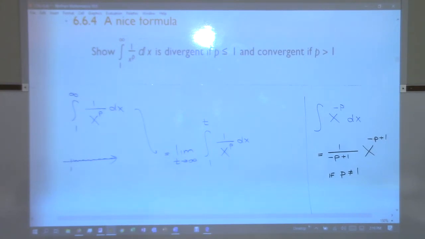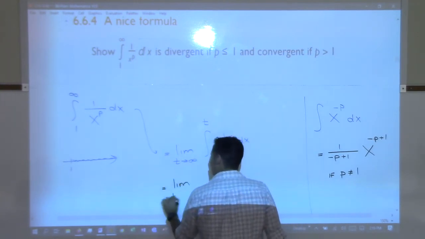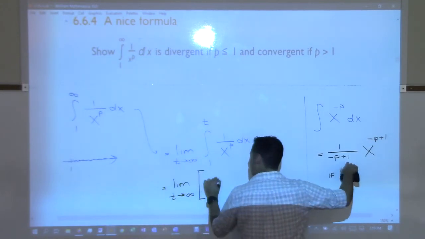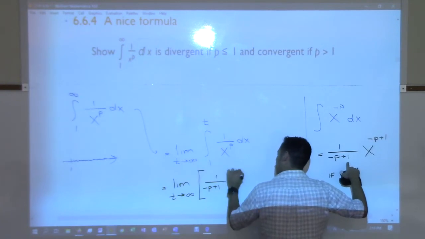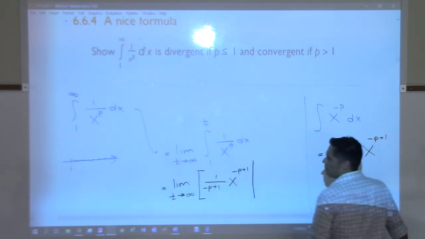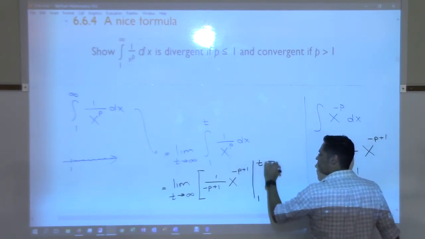All right. Okay, let's come back over here. We're going to do the limit as t goes to infinity of the antiderivative, which was 1 over negative p plus 1, x to the negative p plus 1. And we're evaluating that where? 1 to t, right?